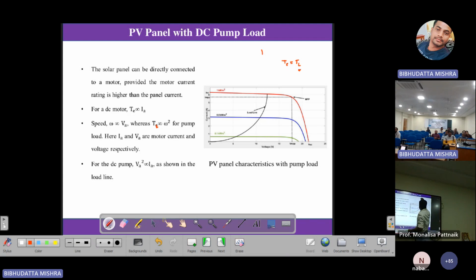And what about TE? TE we know is proportional to the IA. If I want to derive a relationship between IA and VA, from the back EMF we know that omega is proportional to the voltage. So if you replace these three equations, you will get a relationship that IA is proportional to the armature voltage VA square. So it's non-linear, and this will be the corresponding curve.